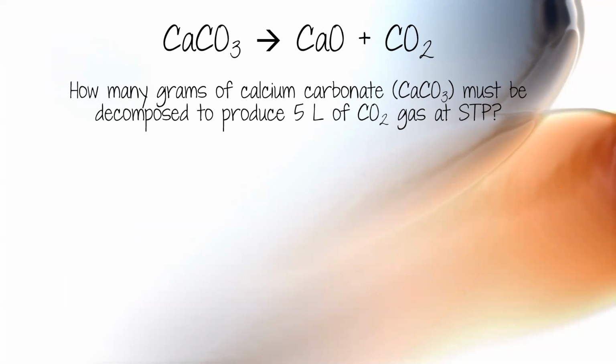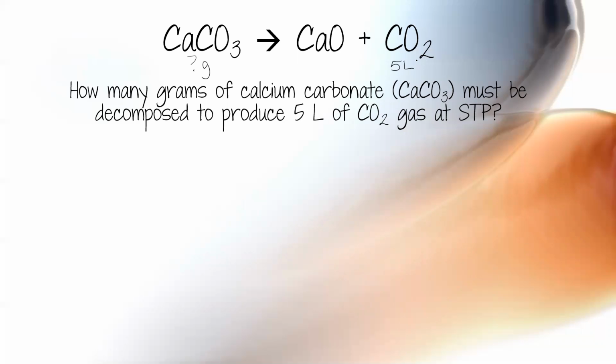Okay, so try this problem. I will tell you it's already balanced. It's 1, 1, 1. So how many grams of calcium carbonate, which is CaCO3, must be decomposed, which means to break down, to produce 5 liters of carbon dioxide gas at standard pressure and temperature? Okay, so our unknown is going to be calcium carbonate, and our known is 5 liters of carbon dioxide.